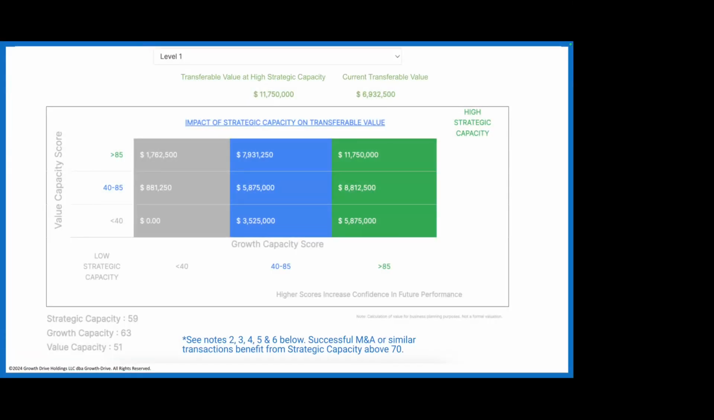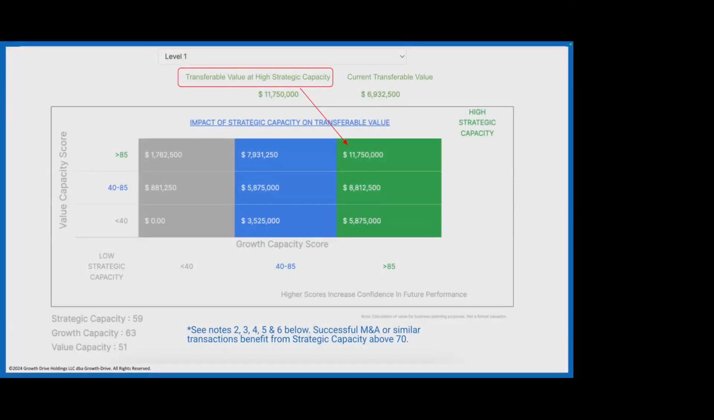Now, what do we know? Well, what do we want to know? What do we want to communicate to our client? They're going to come into the room thinking that their business, because they have a good lifestyle, they're running a good business, most of them are, that their business is worth somewhere here, in this instance, in the order of $12 million. That is their transferable value at the high strategic capacity. That is their transferable value at the top end of the range of multiples that a financial buyer would pay for this business. But that does not account for company-specific risk.